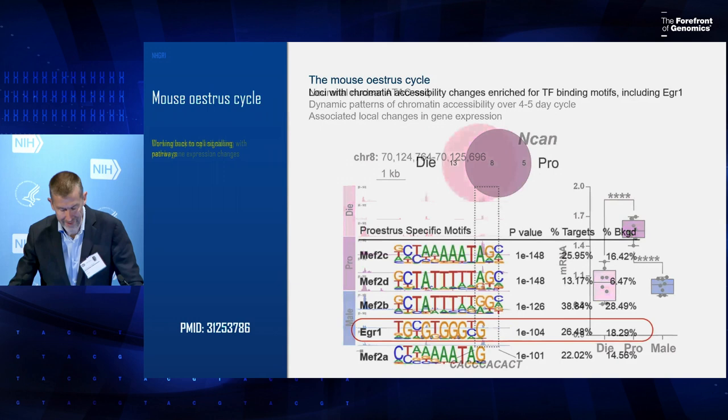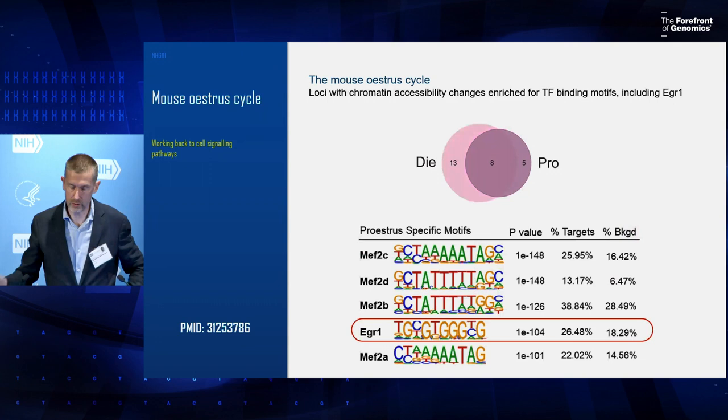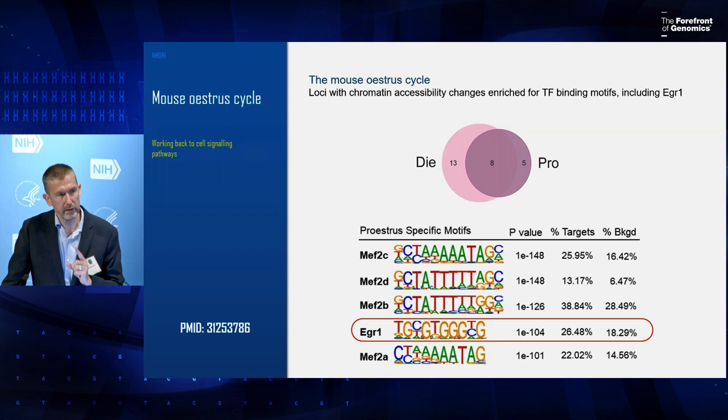So again, what do we look for? We looked for the transcription factors that were present at these loci that were changing their chromatin states. And while there were a lot of the MEF2 transcription factors, one thing that you don't see here is the estrogen response element. And the thing that you do see here is EGR1. And when Maria saw this, she says, I know what's going on.